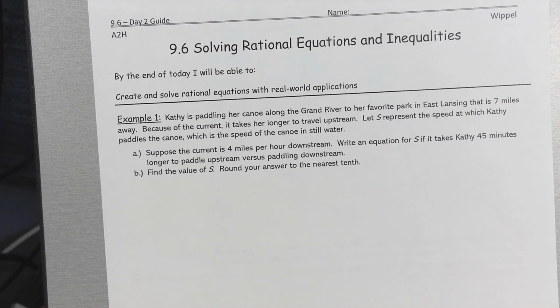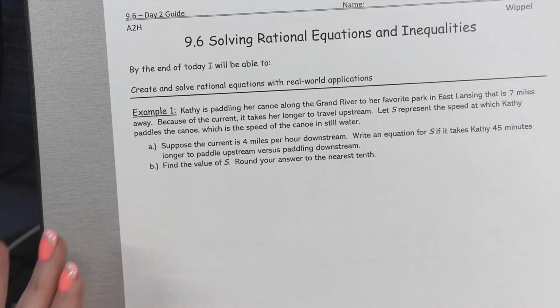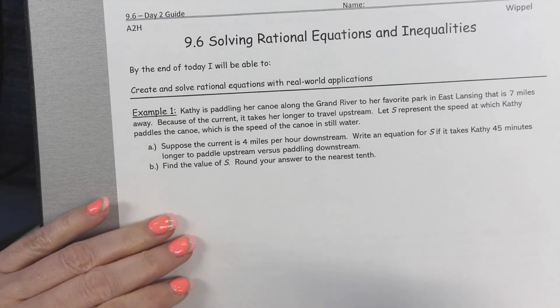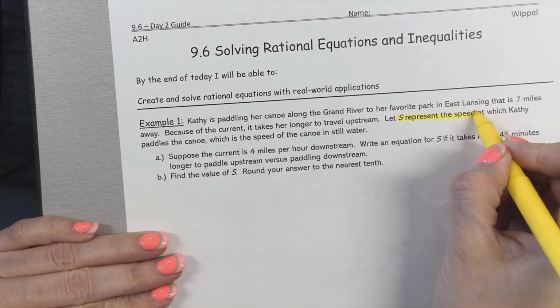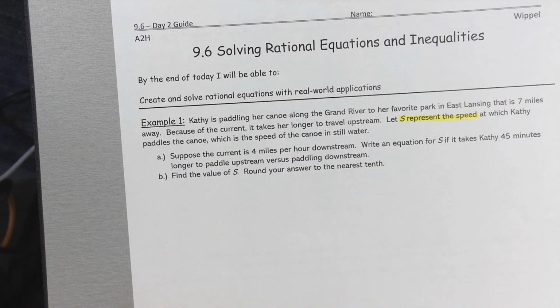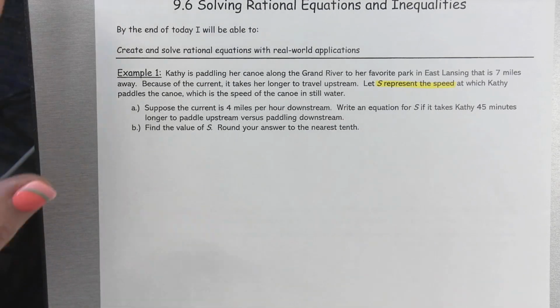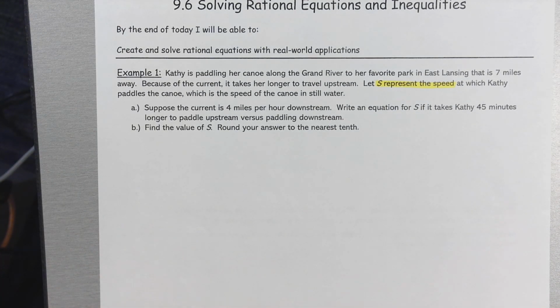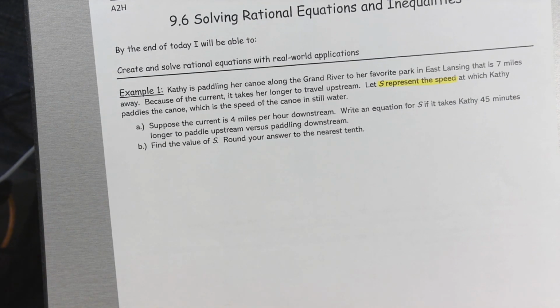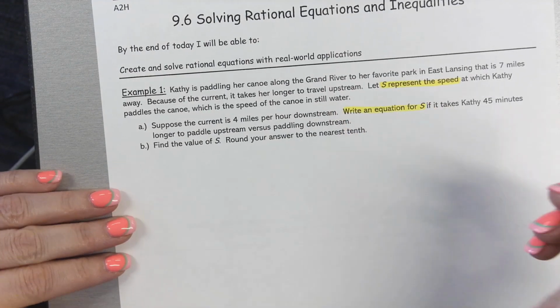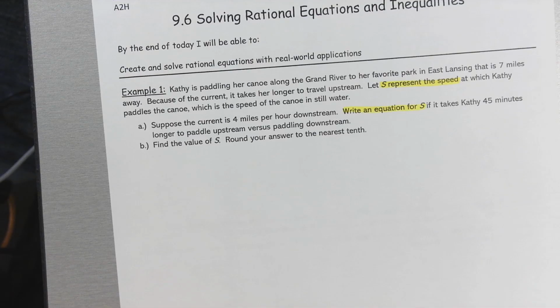In this case, it says it's going to take her longer to travel upstream, and we're going to let S represent the speed at which Kathy paddles the canoe. So S is going to represent the speed of the canoe in still water, that means without the current acting against it. Suppose the current is 4 miles per hour downstream. Write an equation for S if it takes Kathy 45 minutes longer to paddle upstream versus paddling downstream.